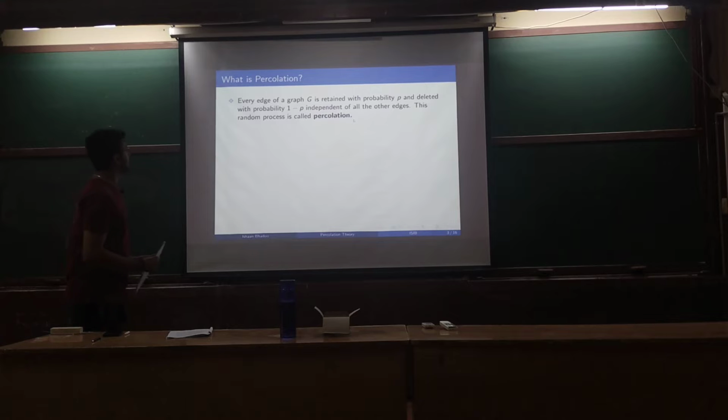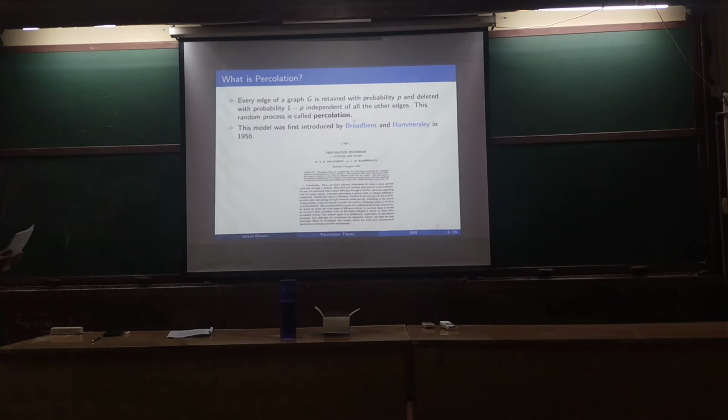Basically, you start with the infinite graph, and for each of the edges, you toss a biased coin. If you get heads, you keep that edge, and if you get tails, you remove that edge. That is the process, and after you do this, you get some random subgraph of the graph G. This model was first introduced by Broadbent and Hammersley in 1956 in their paper titled Percolation Processes, and it has been very widely studied nowadays.